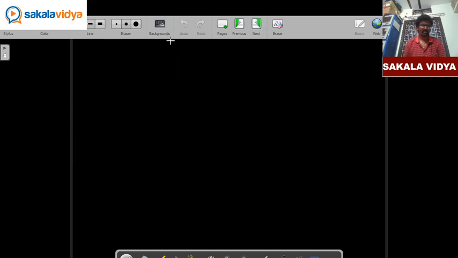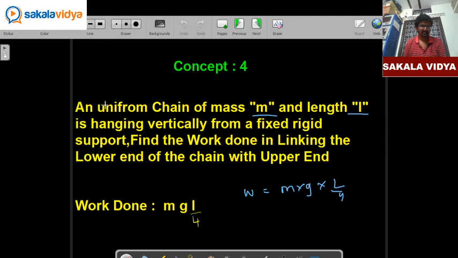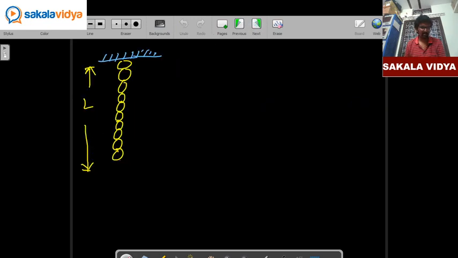So what is our concept number 4? From a rigid support, a chain of mass m whose length is L meters is given. According to concept number 4, we have to link our lower end with the upper end. What is the meaning of this? This lower end is linked with the upper end. Remember, our center of mass is going to act exactly here, at a distance of L by 2.